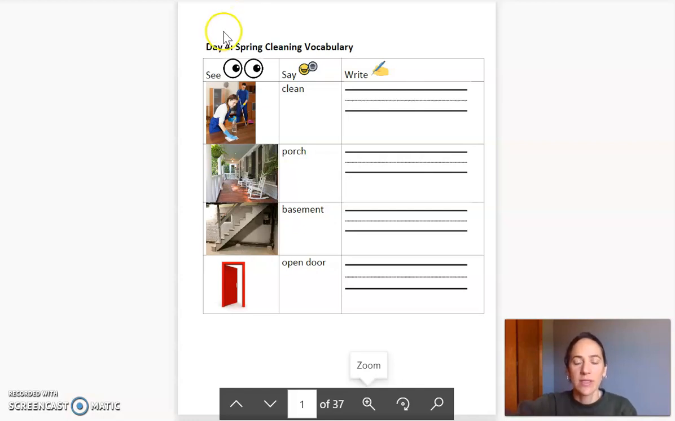Now, we're going to be focused on spring cleaning vocabulary. Look here. Which word has the letters E-A? Yes, cleaning. Look at the picture. Repeat after me. Clean. Excellent. Please write the word clean on your paper. If you don't have your paper, you can say the letters C-L-E-A-N.